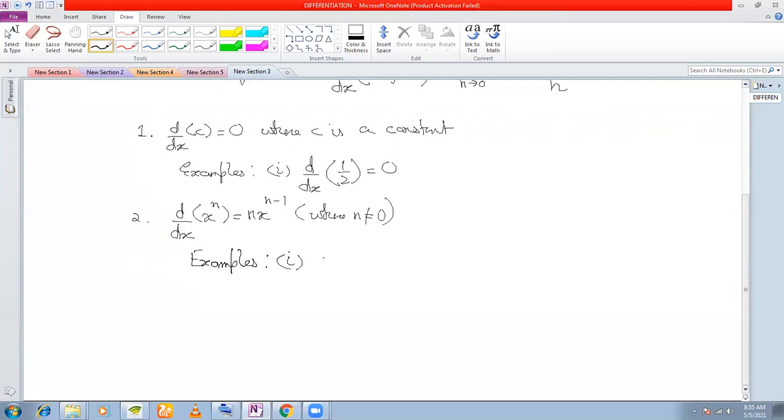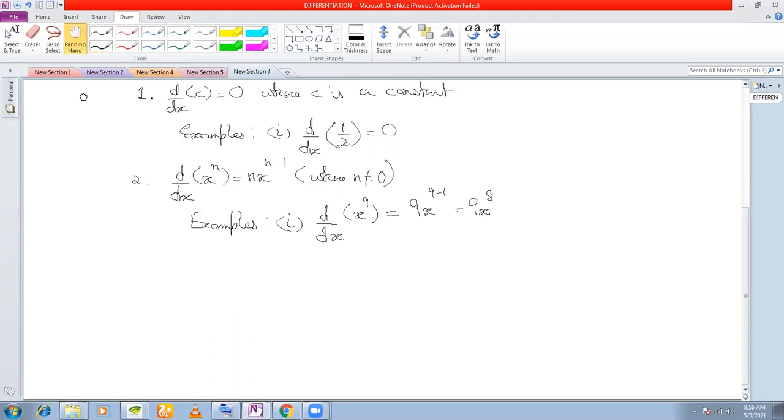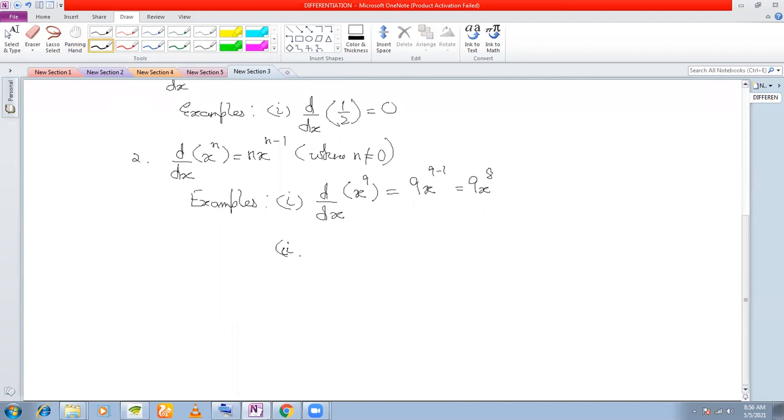Suppose you want to find d/dx of x to the power of 9. Here n is 9, so it is 9 x to the power of 9 minus 1, which is 9 x to the power of 8. Suppose you want to find d/dx of x to the power of 5 by 2. Then this is 5 by 2 x to the power of 5 by 2 minus 1, which is 5 by 2 x to the power of 3 by 2.